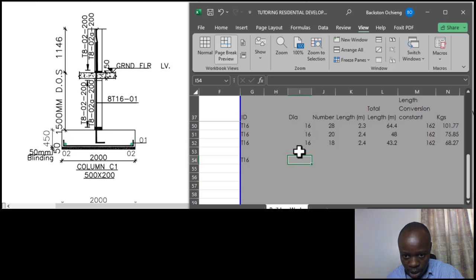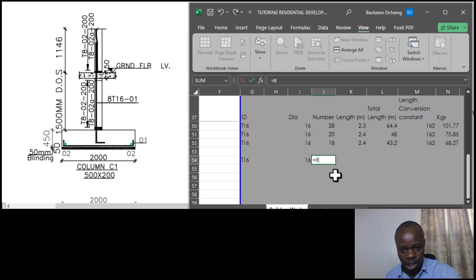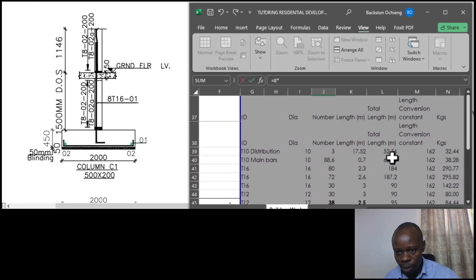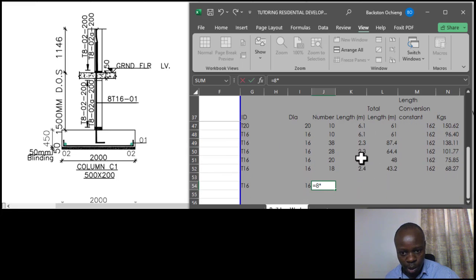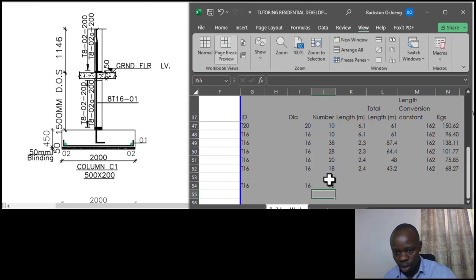So once that is understood, we've started with the main bar, 8 T16, and that is what my cursor is moving on. So the diameter is 16. The number we should be talking about is the number of bars on one column, and then we multiply by the number of columns. So it's 8 in number for one column, and then you multiply by the number of columns that we have for column C1. So column C1, they are 12 in number. Okay, right. So they are 12.